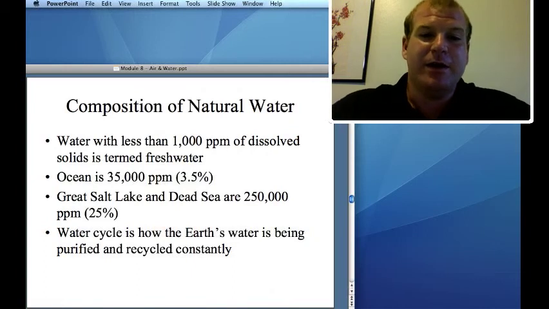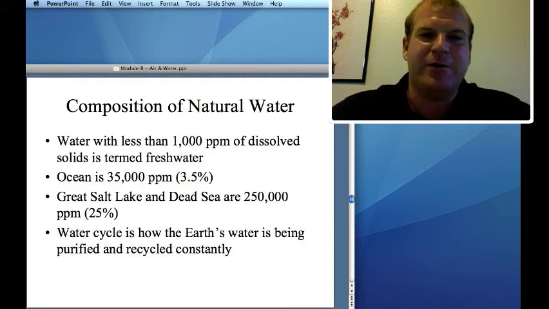So what's in water? Fresh water has less than 1,000 parts per million, or 0.1%, salt, or dissolved solid. What's a dissolved solid? Salt. Salt is a dissolved solid. I'm sorry, that's 0.1%. And the ocean is about 3.5% salt.